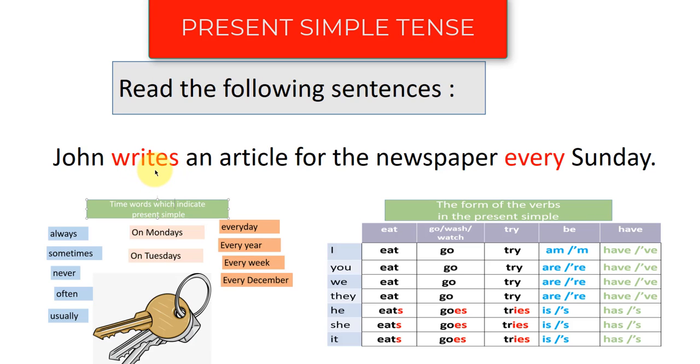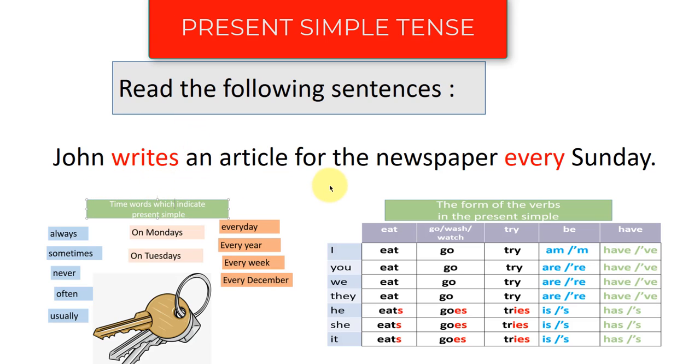It's the tense that tells us what we do every day, what we do usually, what we sometimes do, what we do as a habit. Okay, so John writes an article for the newspaper every Sunday. So this is the key. This is the time word that tells us that we have to use the present simple.